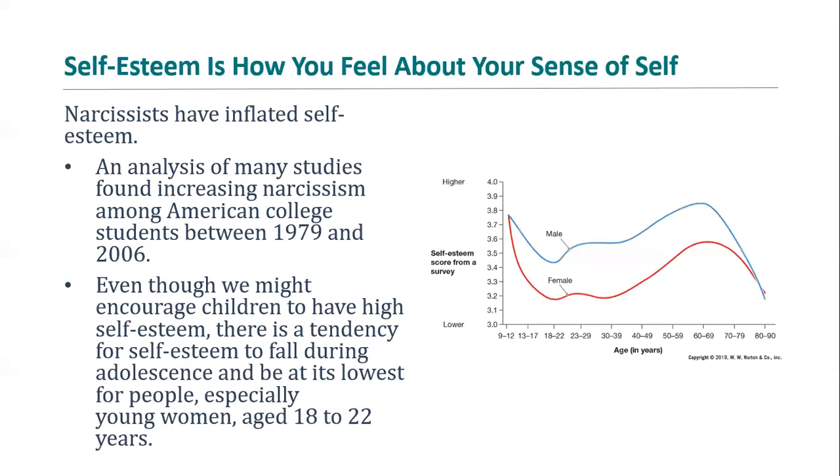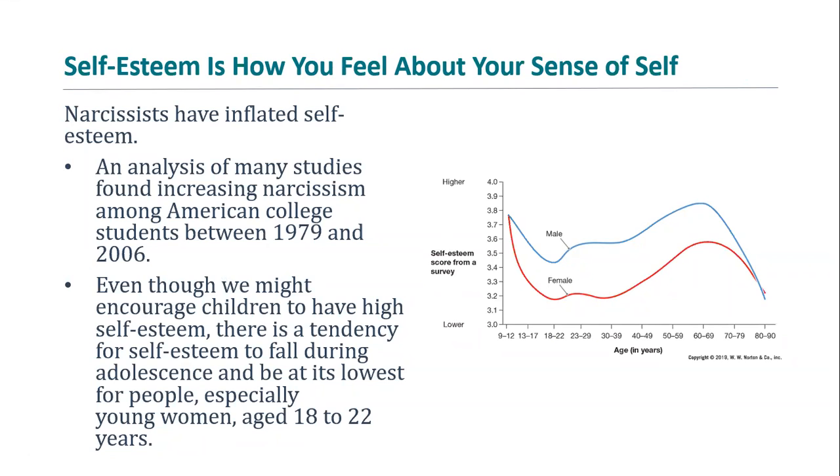So people's self-esteem varies over their lives. Low points in self-esteem are typically going to be seen in the late teens and early 20s, especially for females. So between the ages of probably 16 to 23 for females are going to be their lowest points of self-esteem.